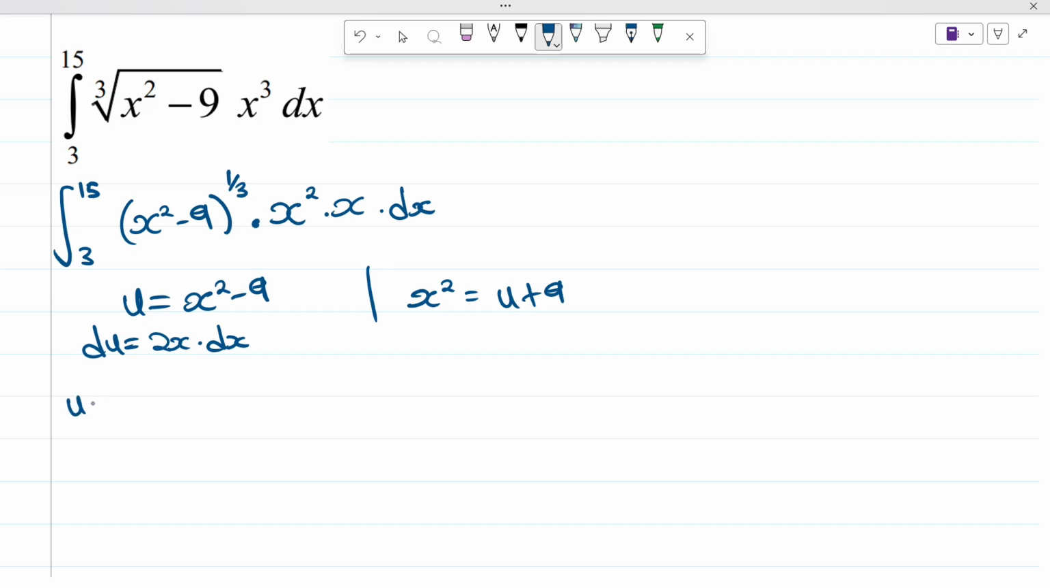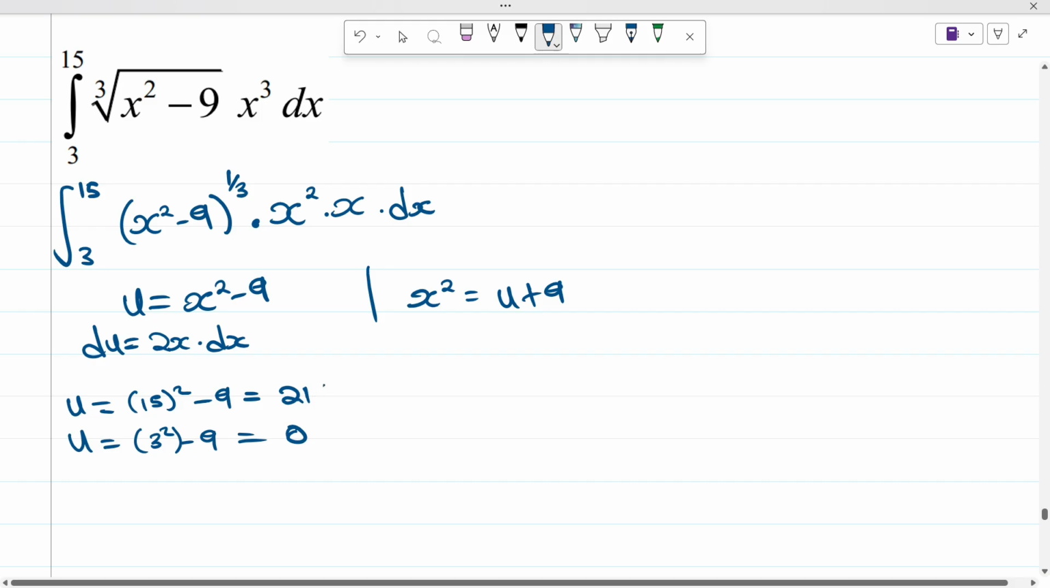So u for the upper limit is going to be equal to 15 squared minus 9. The lower limit is going to be 3 squared minus 9, so this is 0. And then the upper limit is how much? 15 squared minus 9, that's 216. So that's with respect to u.